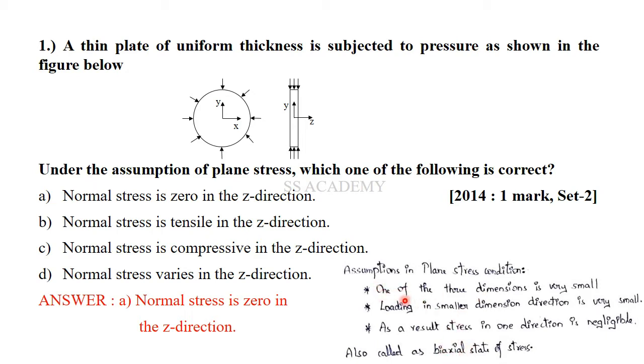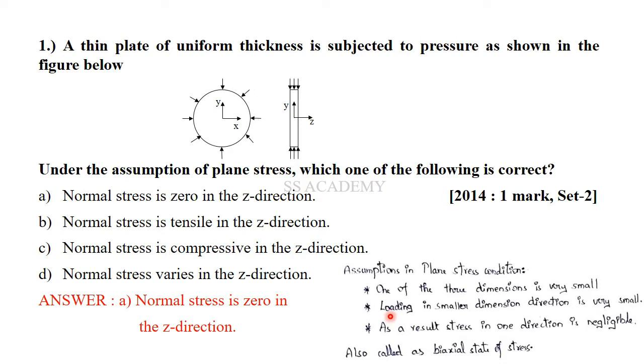Here you can see the assumptions: one of the three dimensions is very small. The thickness is very small compared to the diameter, which forms the x and y axis dimensions, while the z axis dimension, that is the thickness, is very small. The second assumption is that loading in the smaller dimension direction is very small. Here you can see no loading is done in the Z direction.